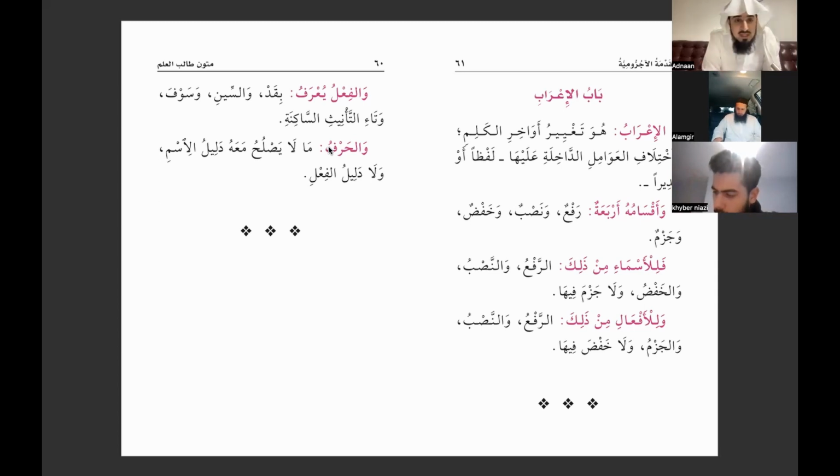He says ما لا يصلح معه دليل الاسم ولا دليل الفعل. This means that if you've taken any of the adilla, any of the signs or clues that he's given you for ism, and you've tried them on a word and they don't work, and you've taken them for fi'l also and you've tried them on a word and they don't work, then you must know that it's a harf.